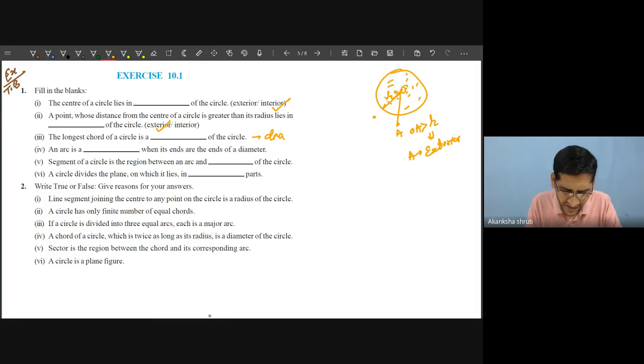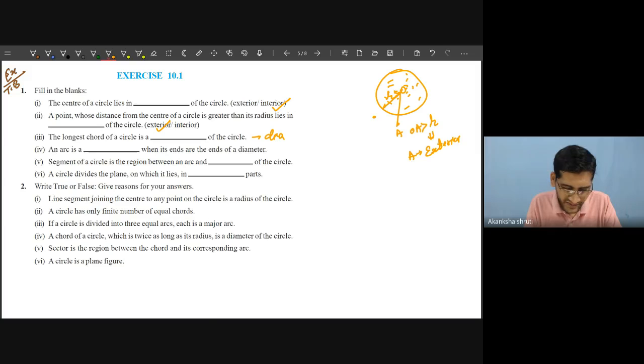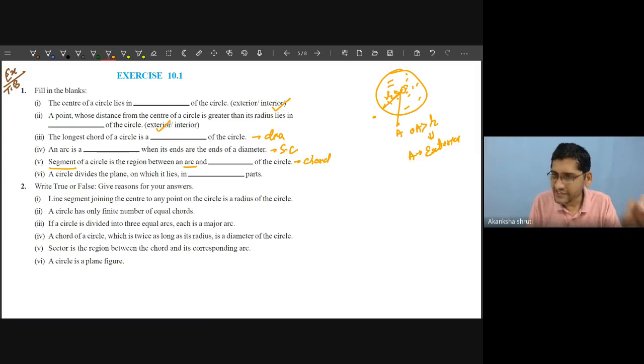An arc is when the ends are the ends of a diameter. What is that? Semicircle. Good, when the ends are the ends of a diameter, it becomes a semicircle. Next: a segment of a circle is the region between, a segment lies between whom and whom? Arc and chord. Good, it is the chord. If it is the two radii, then it becomes what? Sector.